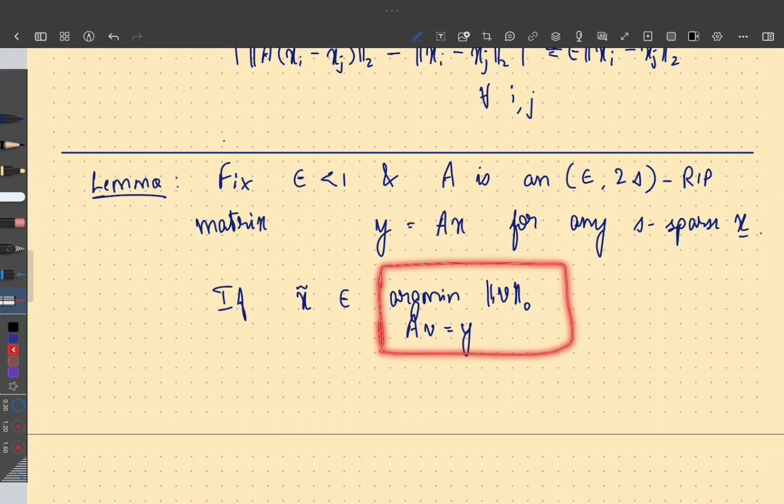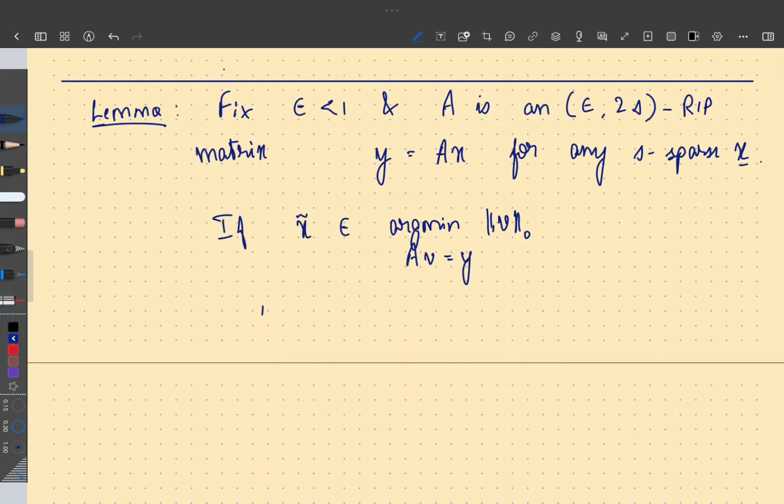Now there could be multiple vectors which come out as solutions to this optimization problem. The solution may or may not be unique. Let's pick any such vector x tilde. The claim is that in fact this optimization problem has a unique solution, and it is exactly what we want.